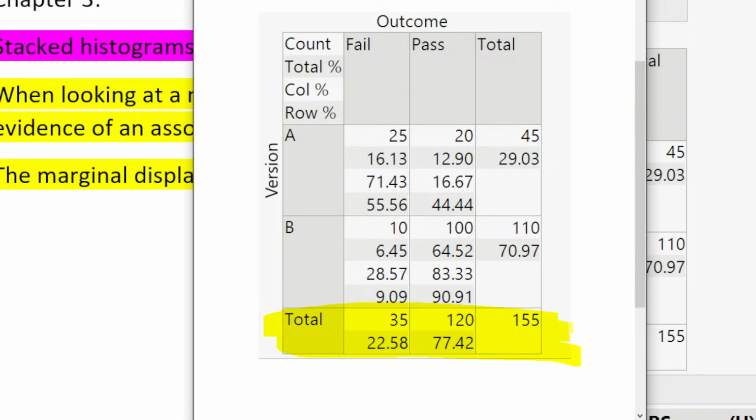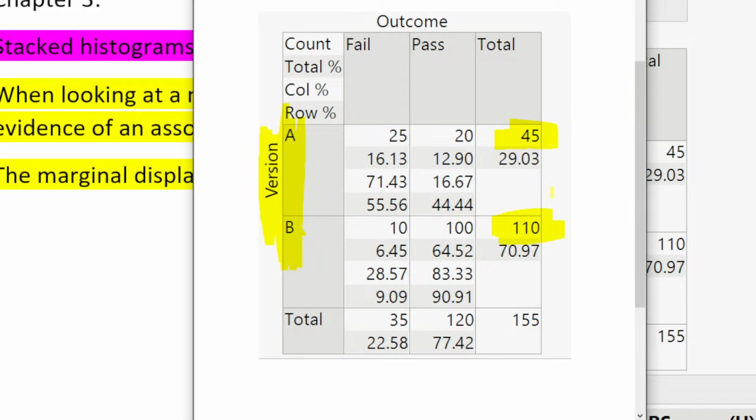So I just need one word. Well, it has total, but what variable? That is the marginal display of what variable? It is the marginal display of the outcome. So if you go down here, these are the outcomes where 35 students failed and 120 students passed. Then the other side of it is the marginal display of version, where we can see 45 took version A and 110 took version B.